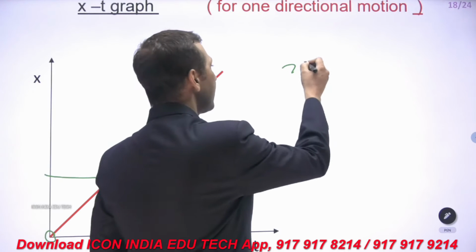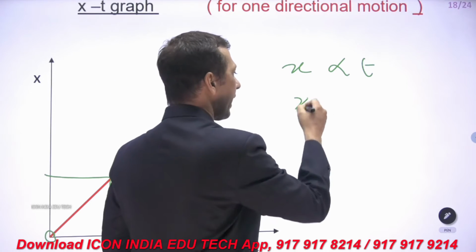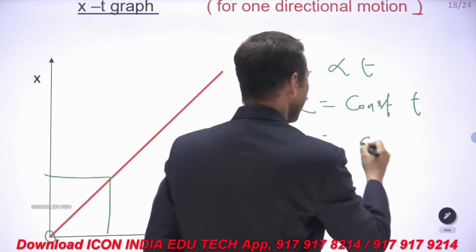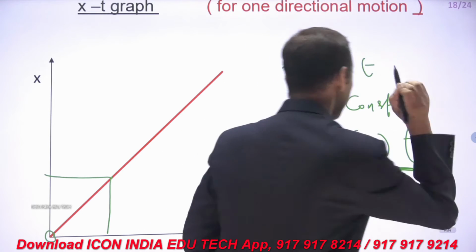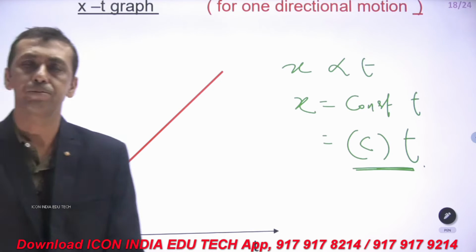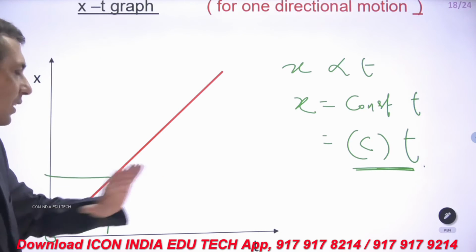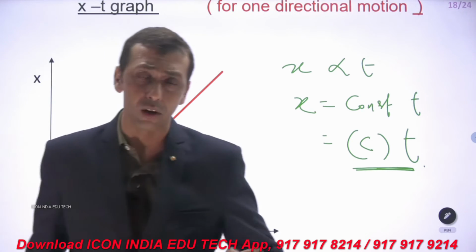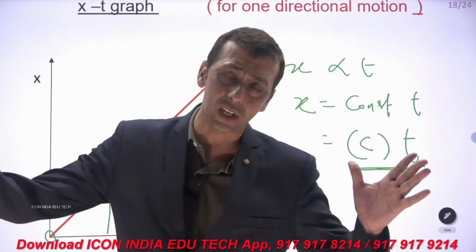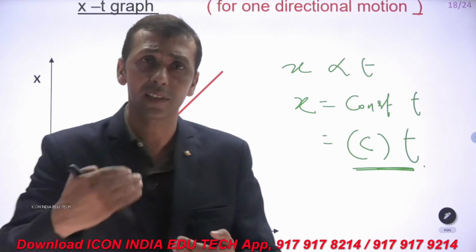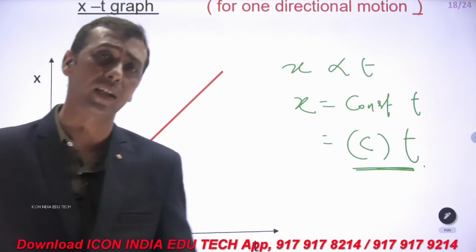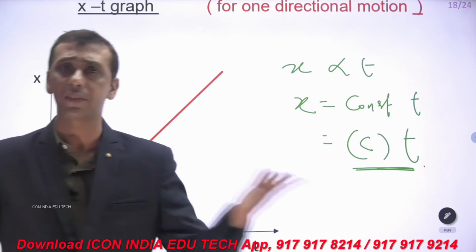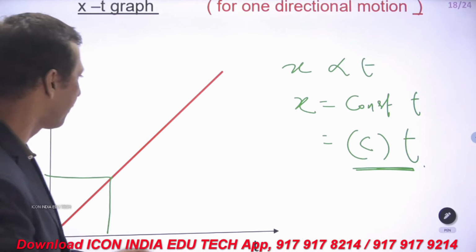Here x is directly proportional to t. In fact, x will be equal to a constant c into t, c is a constant. Since xt graph is given, we can directly talk about velocity of the particle. Particle started from origin at t equal to 0, is moving along positive x direction. x increases with time. At lower time, x is lower. At higher time, x is higher. Particle is moving along positive x direction. These are the inferences, these are the conclusions after seeing this graph.